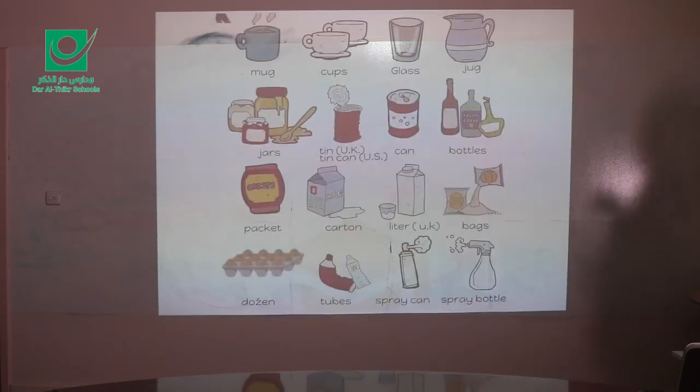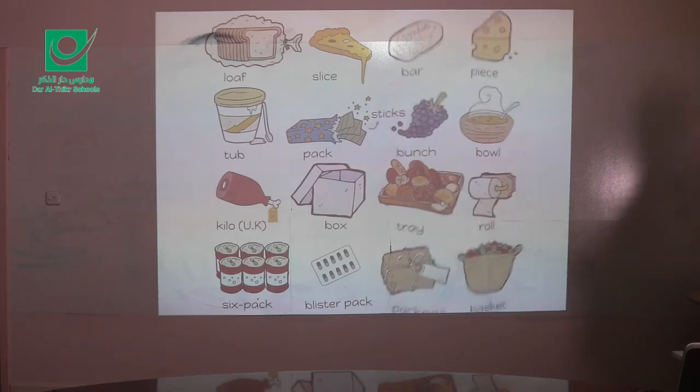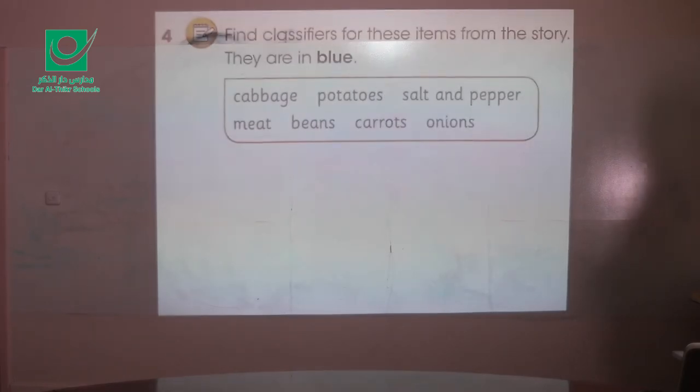Some of the containers you can use: mug, cups, glass, jug, jars, and so on. So these are some of the containers we have. Some more? Yes. You have loaf, slice, bar, piece, tube, tub, bag, and pan. So these are all considered containers that would help us to deal with uncountable nouns.